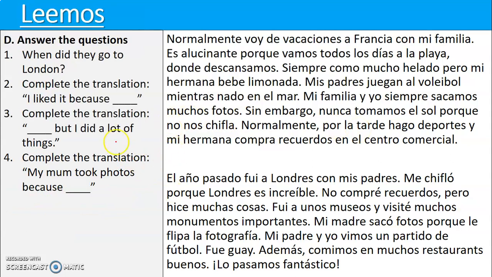And then using the second paragraph, answer these questions. When did they go to London? Have a look if you can find one of the time phrases that we saw in week 2. Complete the translation. I liked it because. So it's this opinion phrase but in the past tense. So continue with the translation. Complete the translation and then complete this translation here. Something, but I did a lot of things. I did a lot of things is in your fact book. And then complete this translation. My mum took photos because. And finish off whatever is there. So pause the video, have a go at that.